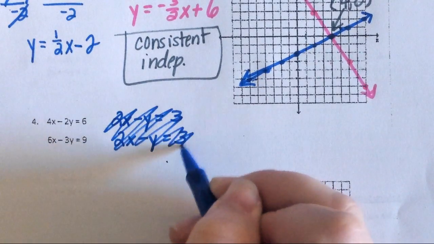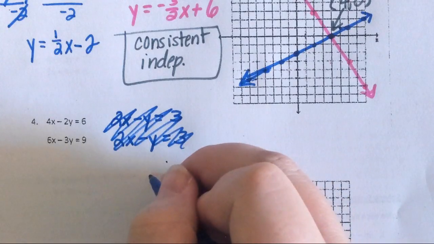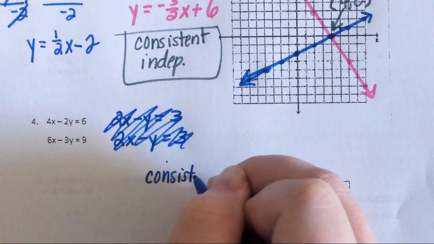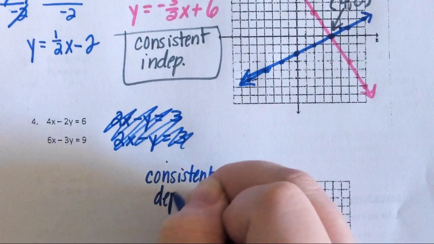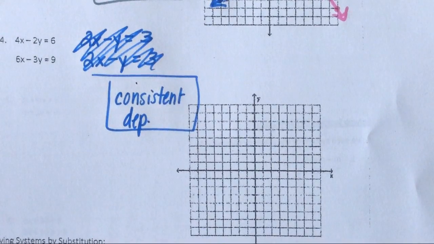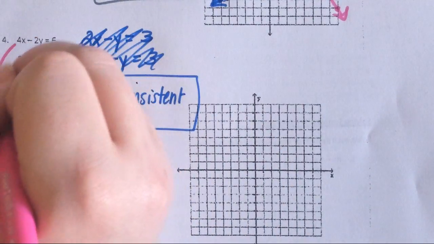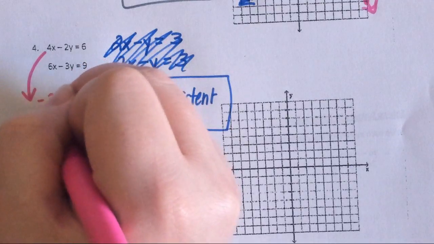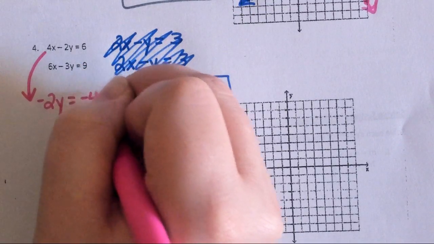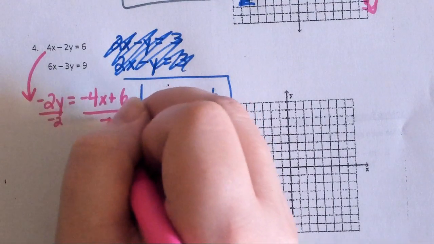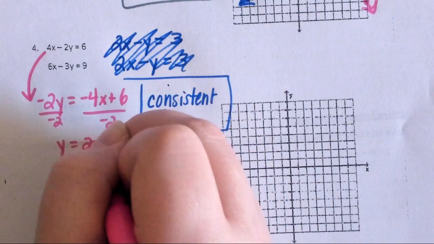Now, is that what we were supposed to do? No. Is it impressive that we could do that? Absolutely. So I'm supposed to put consistent, dependent. I'm supposed to rearrange them to y equals mx plus b. I'm supposed to solve and be amazed that they're the same line. But at least you recognize that was going to happen. So, let's see. If I go to the first equation, I subtract 4x from both sides. I would have negative 2y equals negative 4x plus 6. If I divide by negative 2, I'm going to have y equals 2x minus 3.